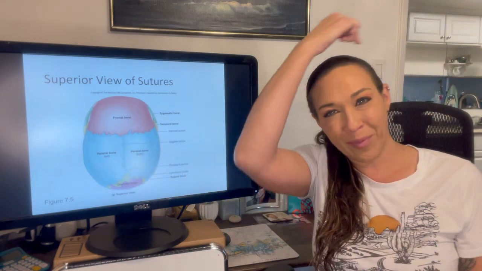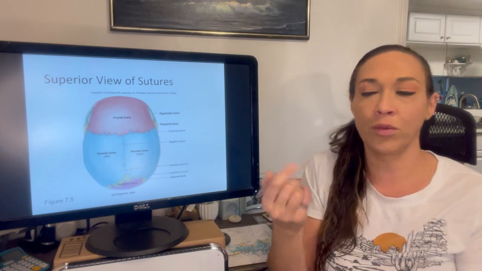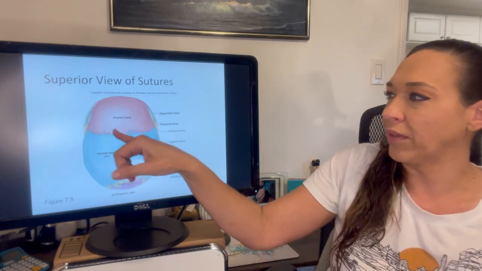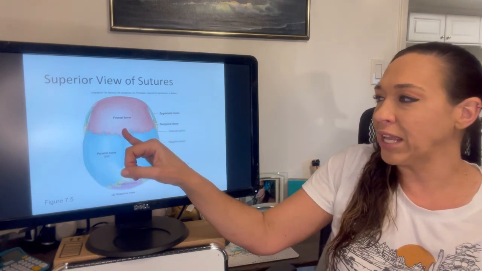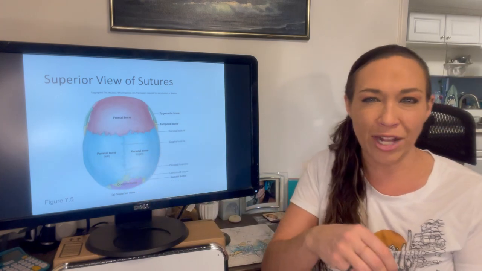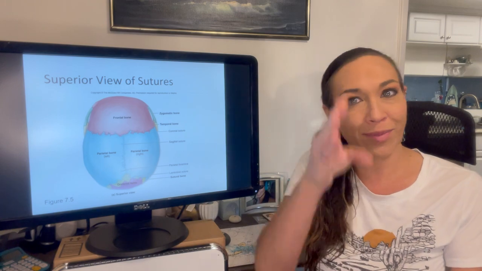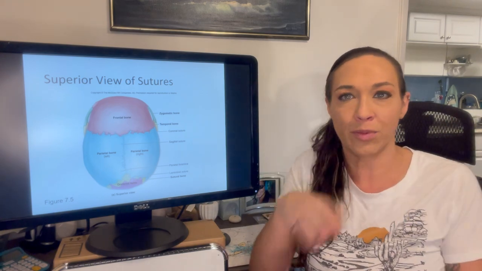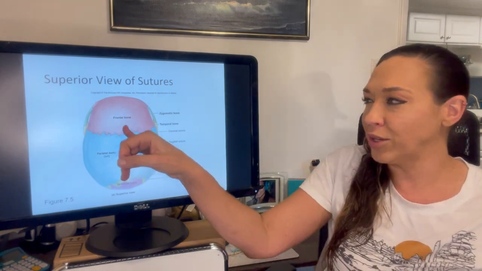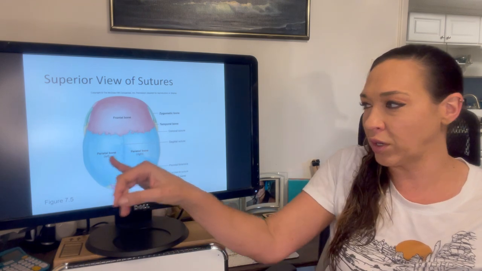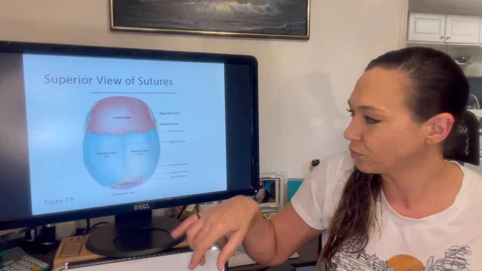Remember, corona means crown. So that's going to be basically right here in the front, the coronal suture. Now, separating each of the two parietals, that's going to be your sagittal. Remember, sagittal literally means middle, mid-sagittal, you guys remember that one? So that's going to be your sagittal suture going right through here, separating your left and right parietals.